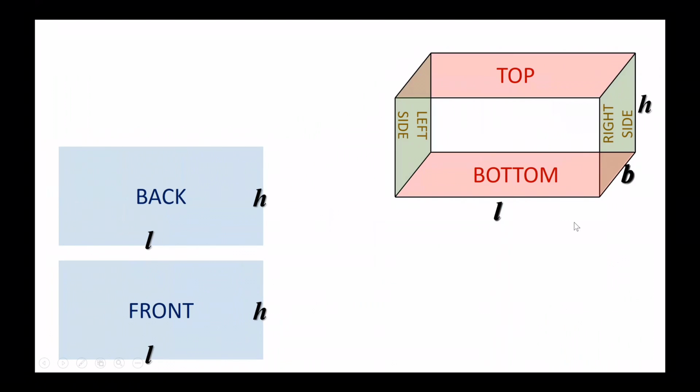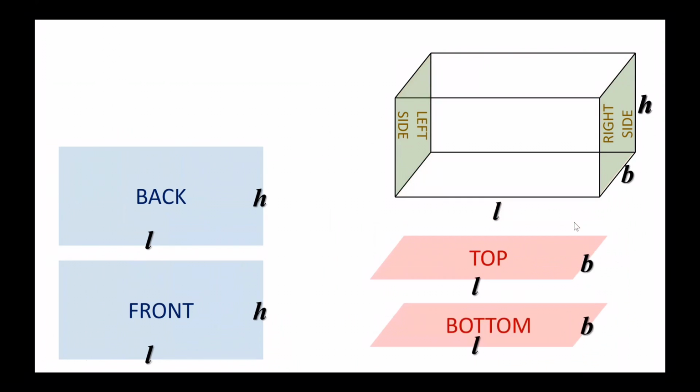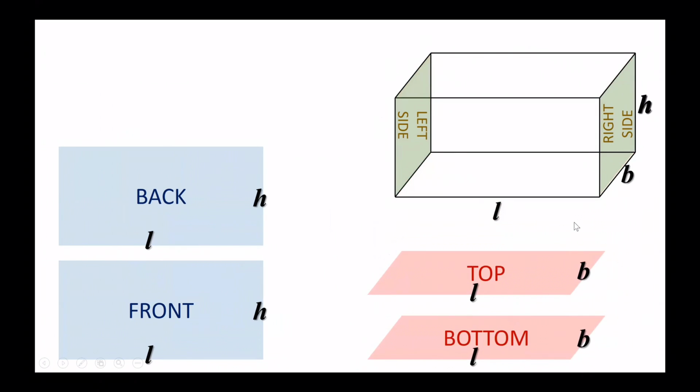Same way, top and bottom of the cuboid are rectangles with dimensions L and B. Here they are appearing as a parallelogram, but if you see the actual cuboid, they are rectangles. The angle formed here is 90 degrees. But if we convert a 3D shape into 2D, they appear to be slightly tilted. So they are appearing like a parallelogram, but they are rectangles.